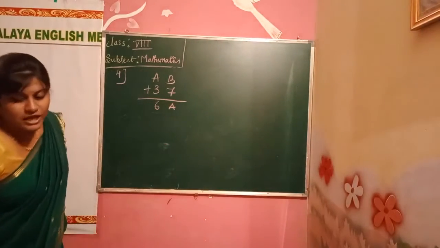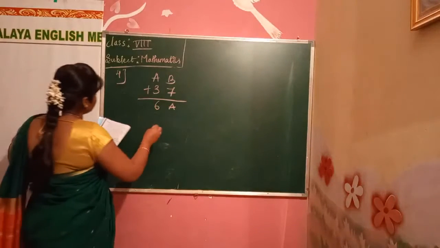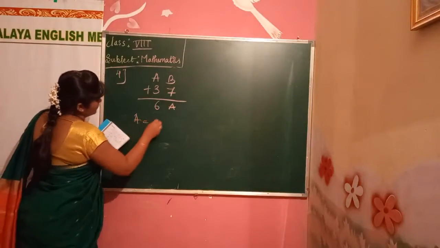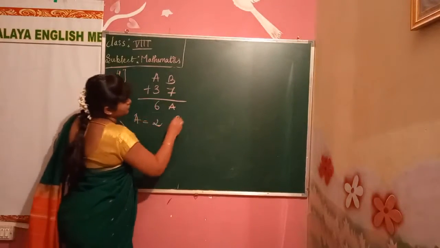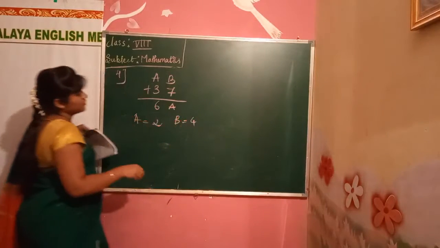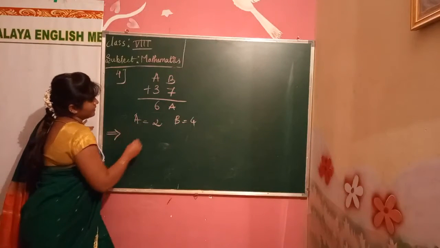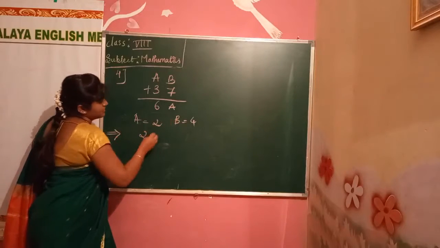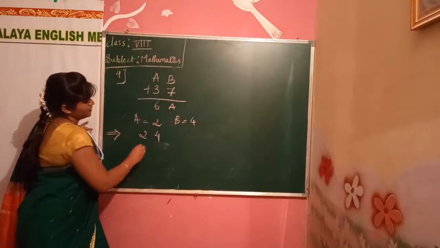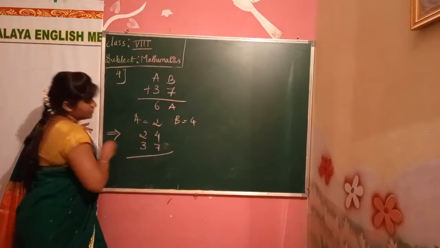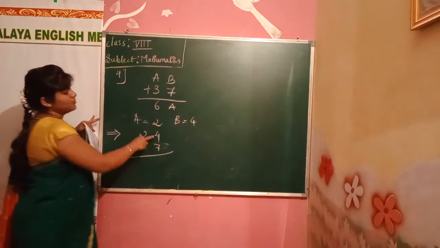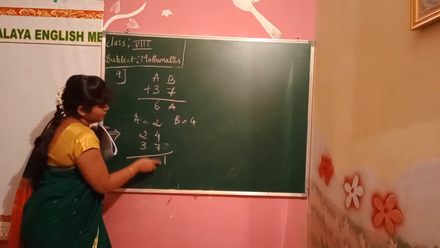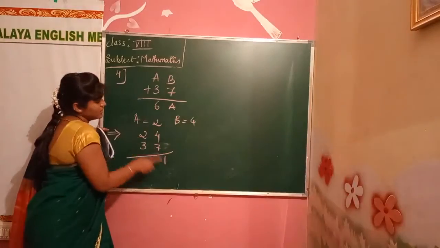Okay, next a is equals to 2. a is equals to 2, b is equals to 4. Okay, where a is, I put 2, where b is, 4 3 7. Okay, now start adding. 4 plus 7, how much? 11.